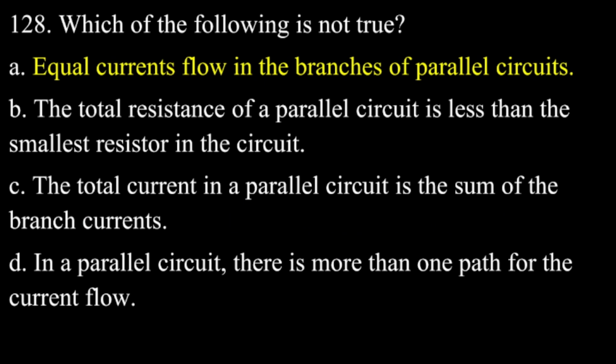Which of the following is not true? A. Equal currents flow in the branches of parallel circuits. B. The total resistance of a parallel circuit is less than the smallest resistor in the circuit. C. The total current in a parallel circuit is the sum of the branch currents. D. In a parallel circuit, there is more than one path for the current flow.